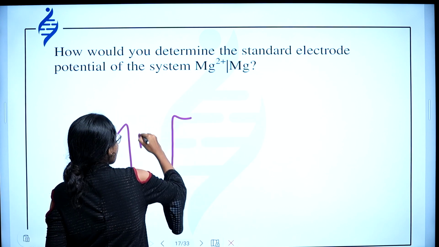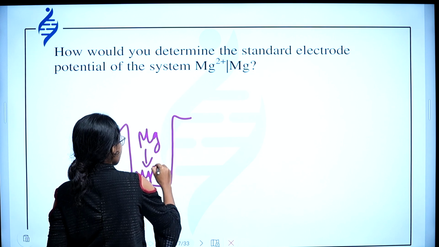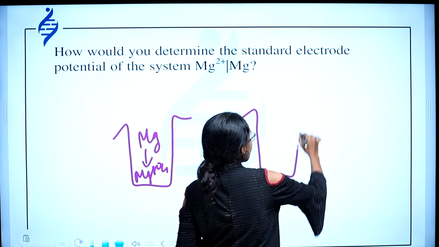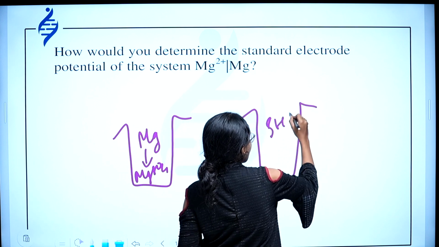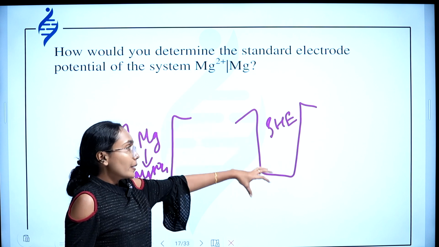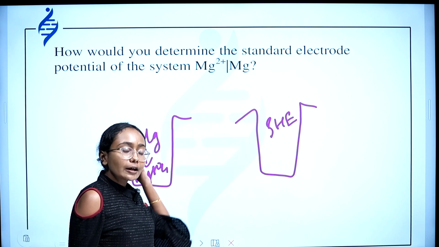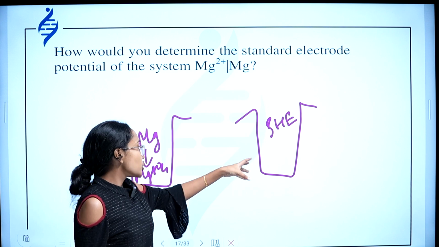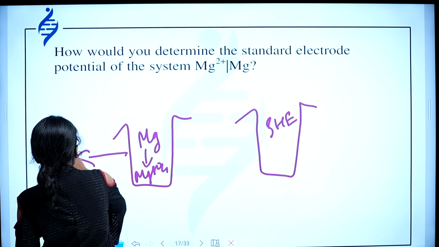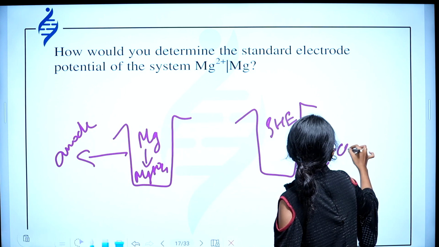So, magnesium is dipped in MgSO4 solution. Here SHE is taken as the cathode because the voltmeter reading shows that the electron is flowing from magnesium to the standard hydrogen electrode. So definitely Mg will be the anode and SHE will be the cathode.